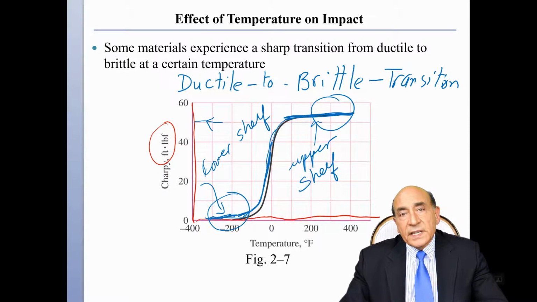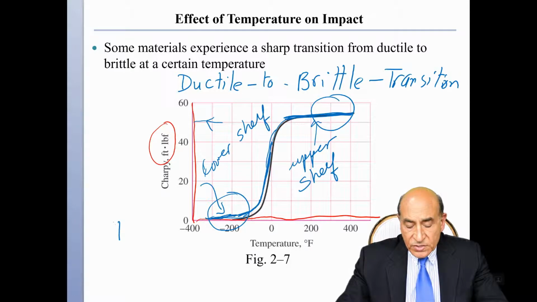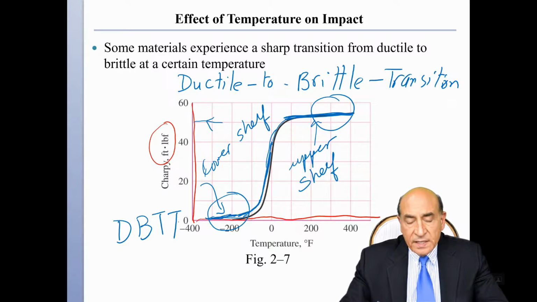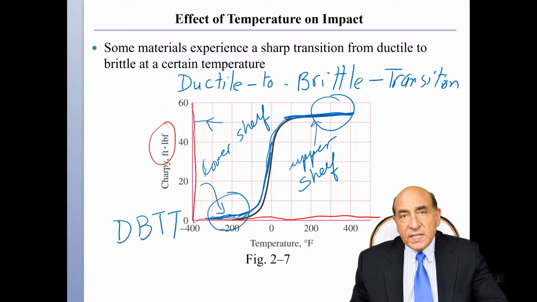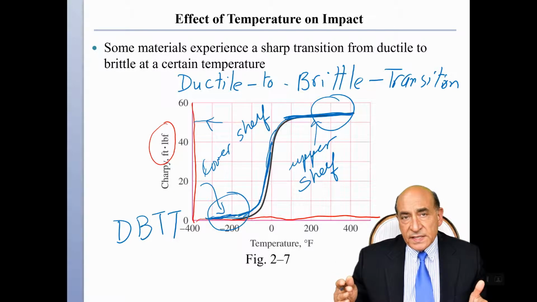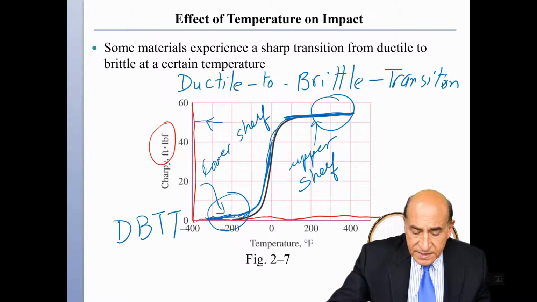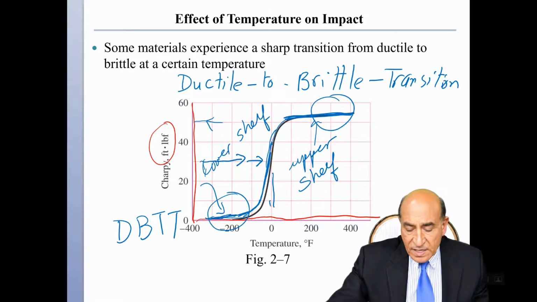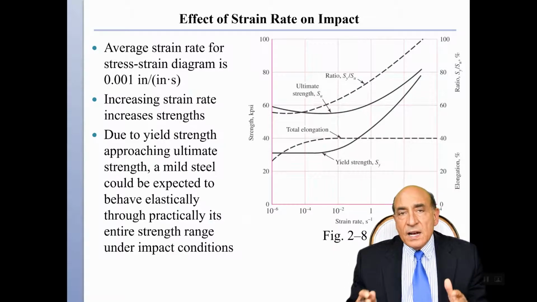And in short, in the design world, this is called the DBTT, the ductile to brittle transition temperature. So there's a critical temperature below which the steel, the ferritic steel, is brittle, above which the ferritic steel is ductile. And this is standardized here to correspond to 30 foot-pounds. So at 30 foot-pound, here the critical temperature is nearly 0, but the DBTT, which is this temperature, depends basically on the type of steel and the alloying and so many other factors that must be considered.